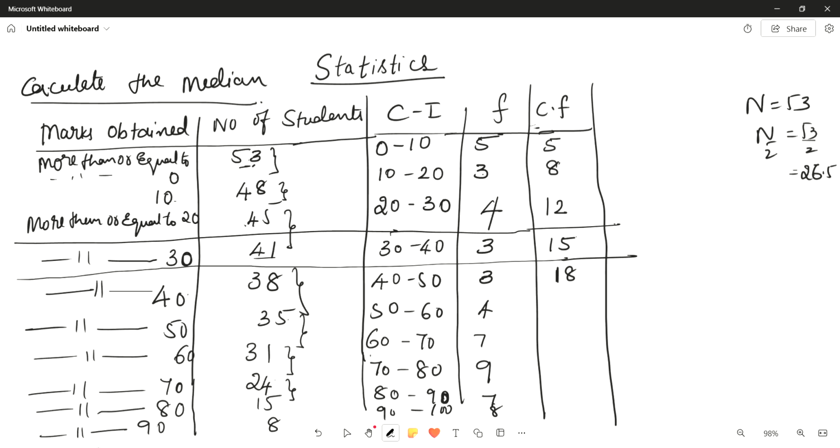18 plus 4, 22. 22 plus 7, 29. 29 plus 9, 38. 38 plus 7, 45. And 45 plus 8, 53 you will get. Okay. So n by 2 is 26.5. More than 26.5. Netra, which is the median class here?